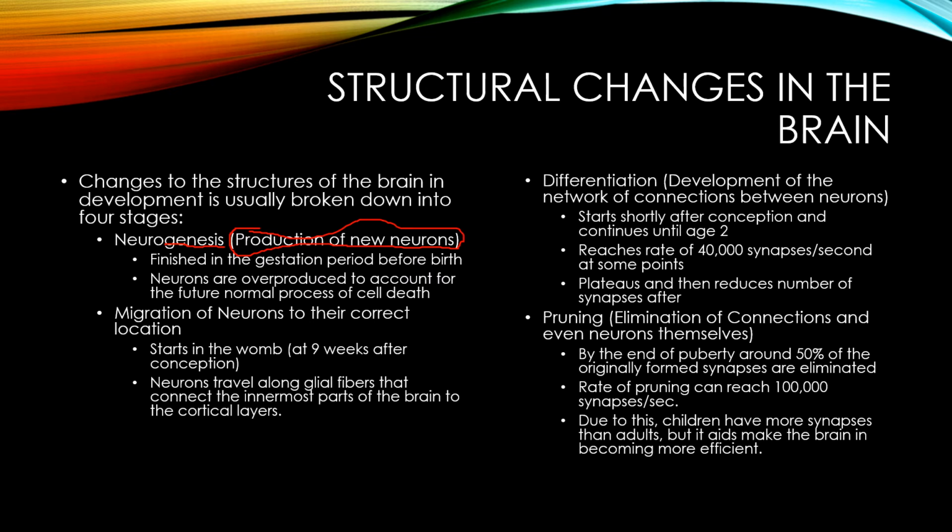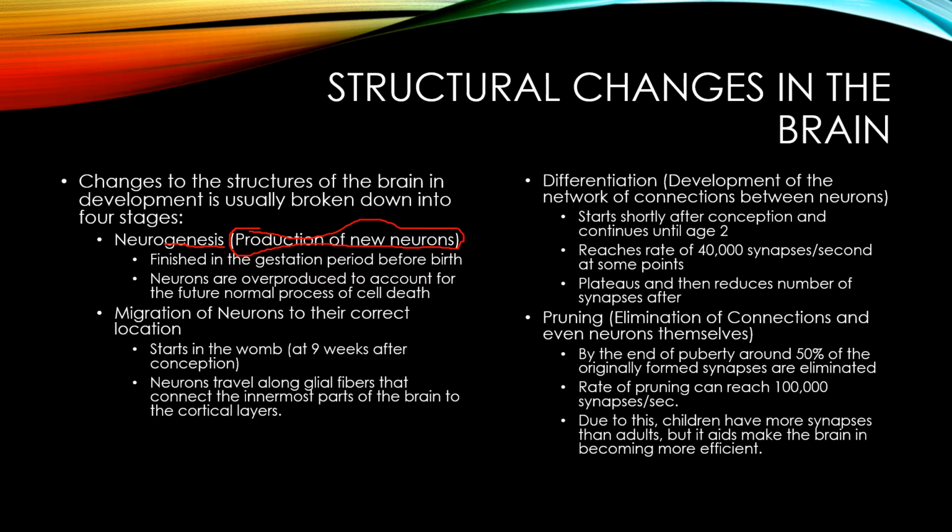Neurons are overproduced. We have billions upon billions of neurons in our brain, and they are overproduced to account for the future normal process of cell death, but also to allow us to have more neurons than we might ever need. Our brains are preparing us for anything.